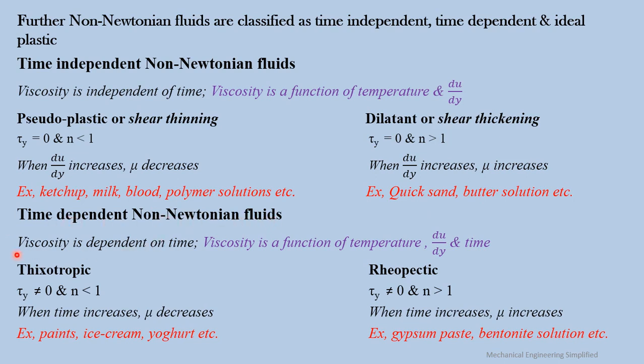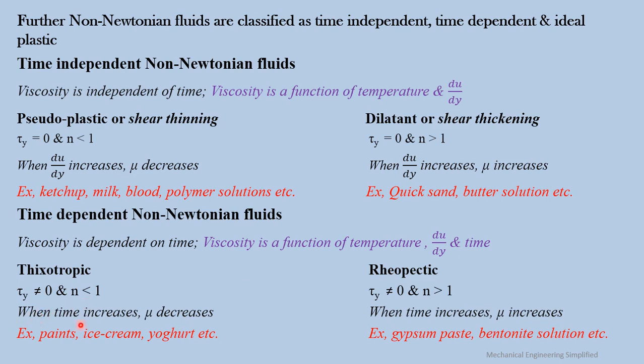In this case, the viscosity is dependent on time. So viscosity is a function of temperature, du by dy, and one more term, that is time. Further classification: thixotropic and rheopectic. What is thixotropic? Yield shear stress is not equal to 0 and n is less than 1. And rheopectic: yield shear stress is not equal to 0 and n is greater than 1. That is the flow behavior index.